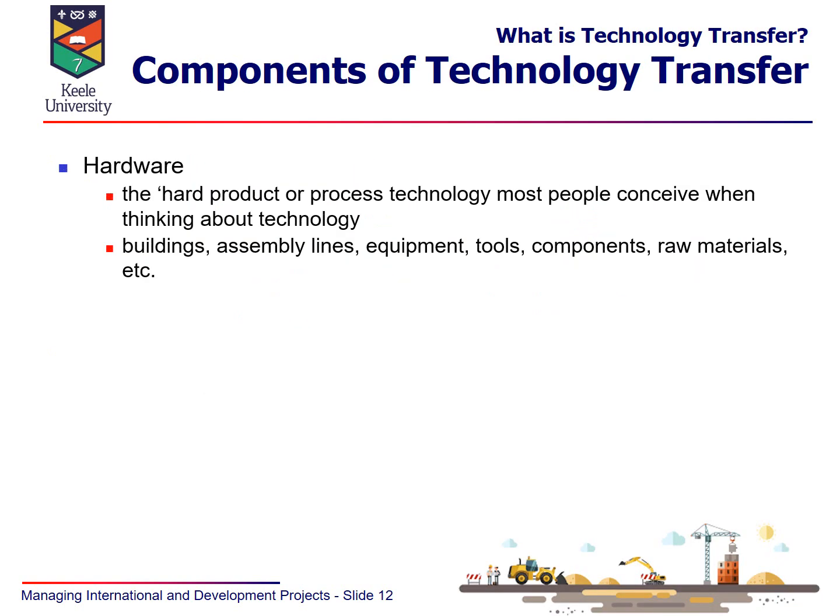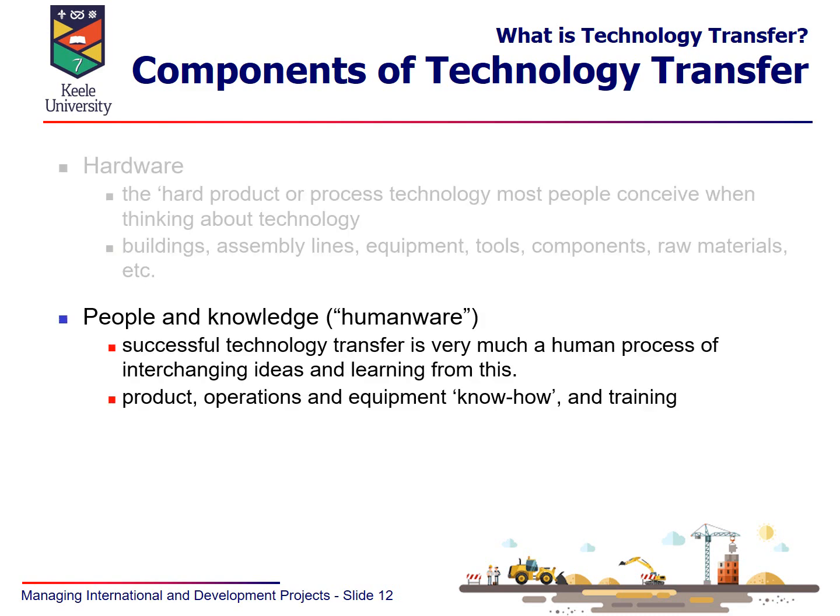Okay, so the components include the hardware. This is what most people think about or conceive when thinking about technology: the buildings, assembly lines, equipment, tools, etc. But also we have the people and knowledge. Sometimes people use this rather horrendous term, humanware.